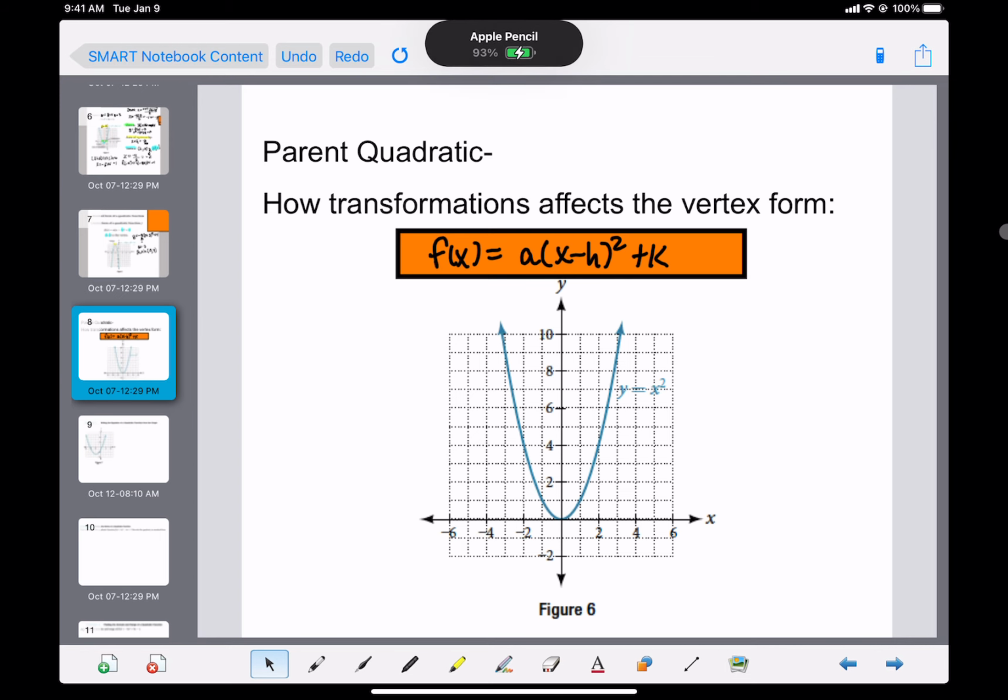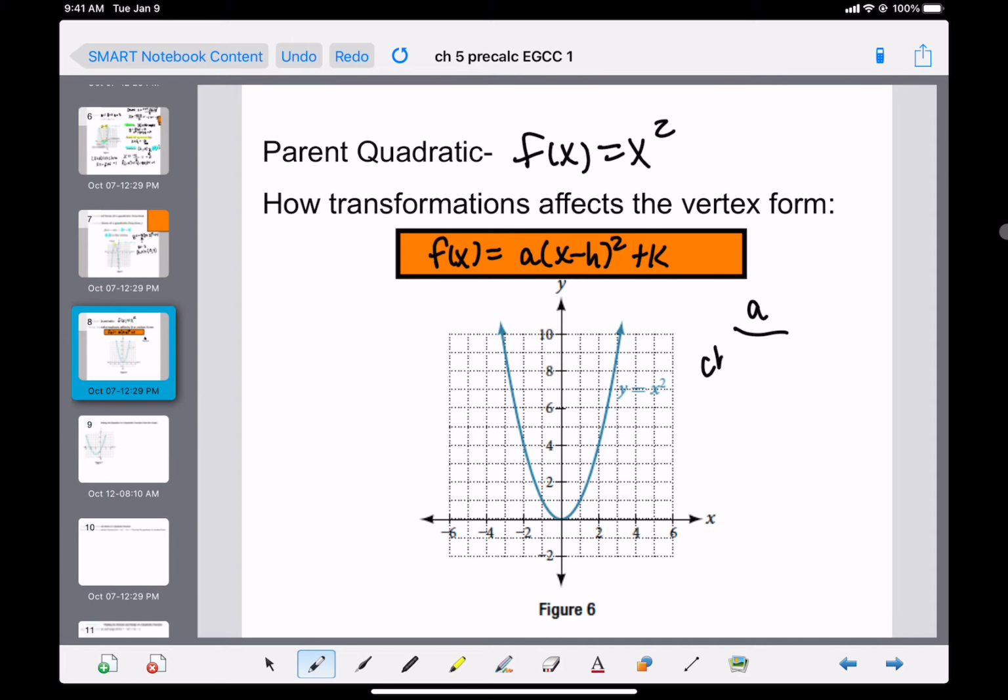So remember, our parent quadratic is f of x equals x squared. And if we use the vertex form, we can see how the vertex form will transform it. The a is going to change the direction, and it can also change the width. It can change the direction or the width.